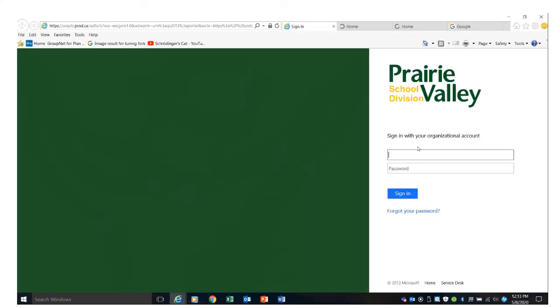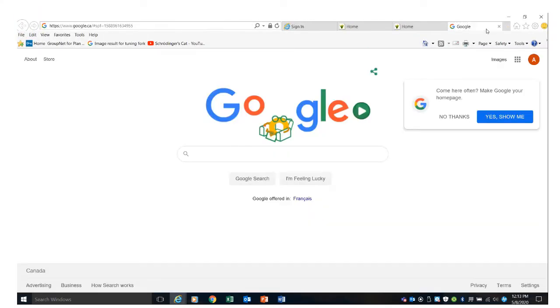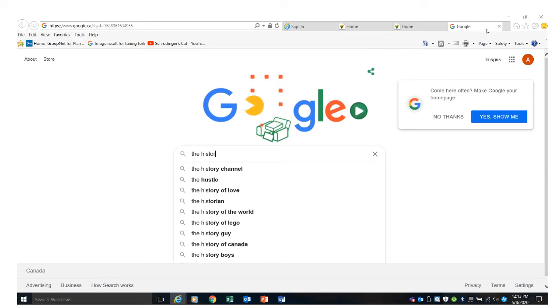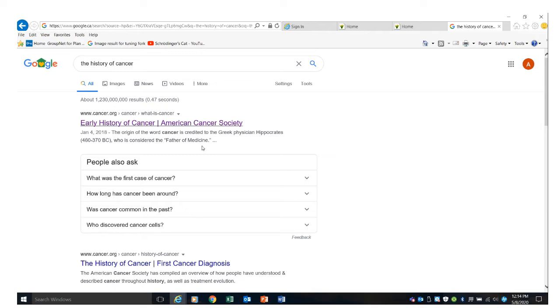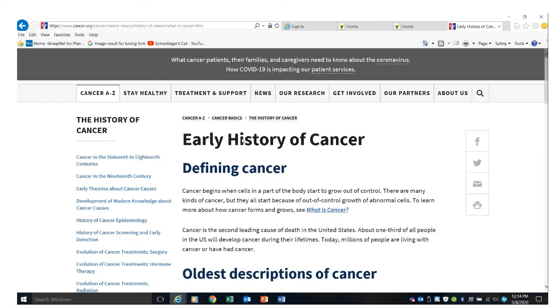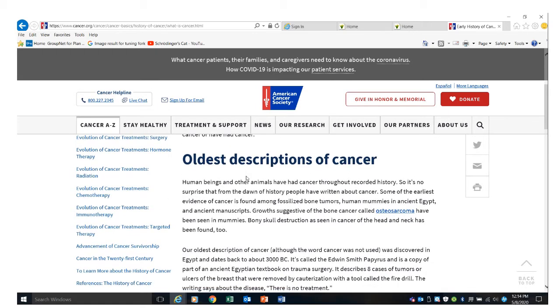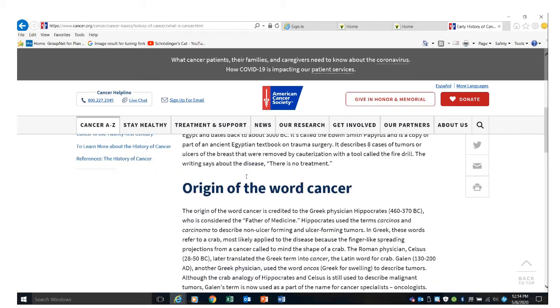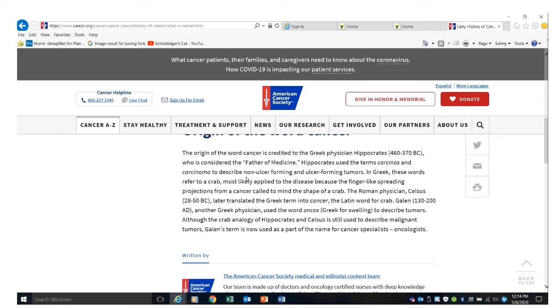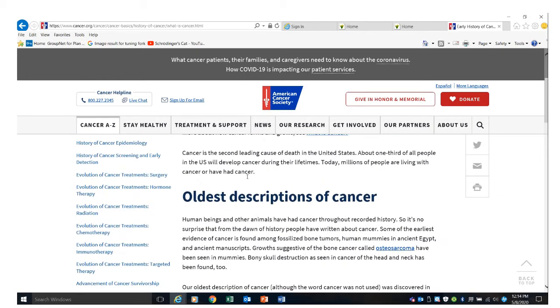So I'm going to open up the internet. I'm going to go to Google and I'm going to type in the history of cancer. And then early history of cancer, that looks like that could be of interest to me. And it says defining cancer, oldest description. Interesting. Origin of the word. Interesting. I think I'm going to use this.